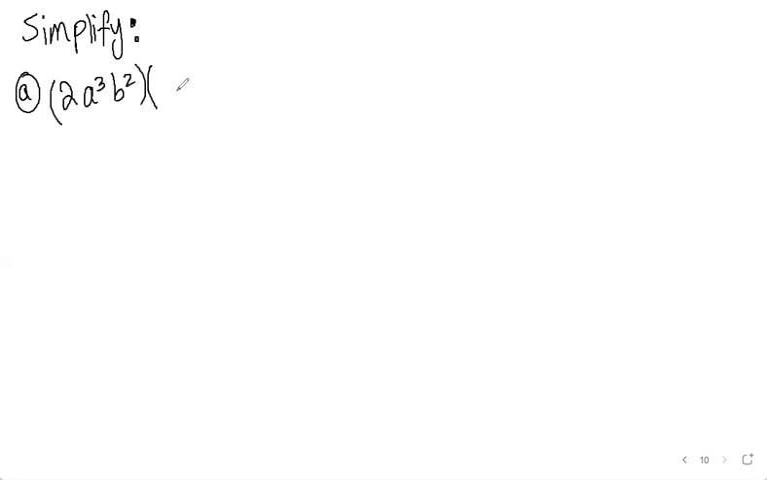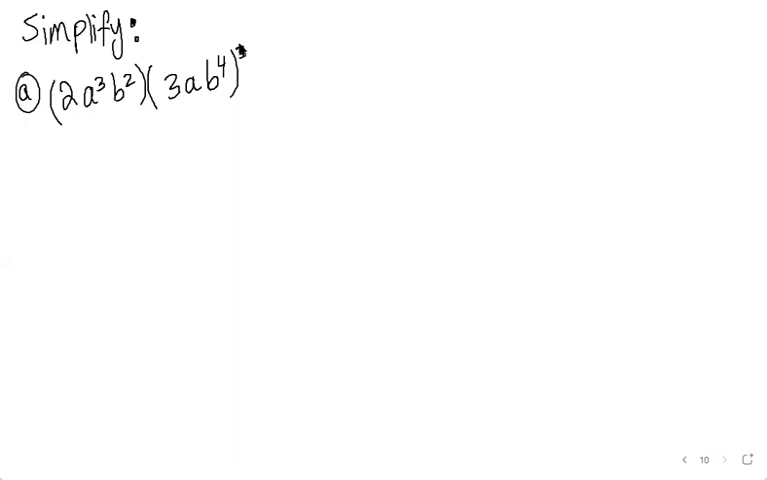Okay, so simplifying. The question is: simplify each of the following. First one is 2a to the power 3, b to the power 2, multiplied by the other parentheses, 3a, b to the power 4, everything to the power 3. How can I start doing this one? We first have to distribute the exponent to the 3ab to the fourth, and then we multiply by 2a cubed b squared. Exactly. Nice, thank you.